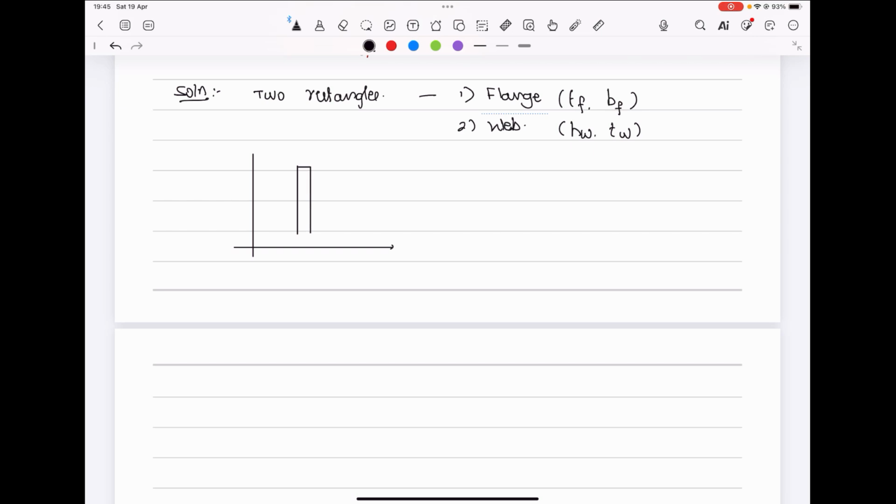When some rectangle is there like this, this is the y-axis, this is B, this is H, what is the area? Area is equal to B into H. Please recollect from my previous lecture. Please see my previous lecture for rectangular beams.